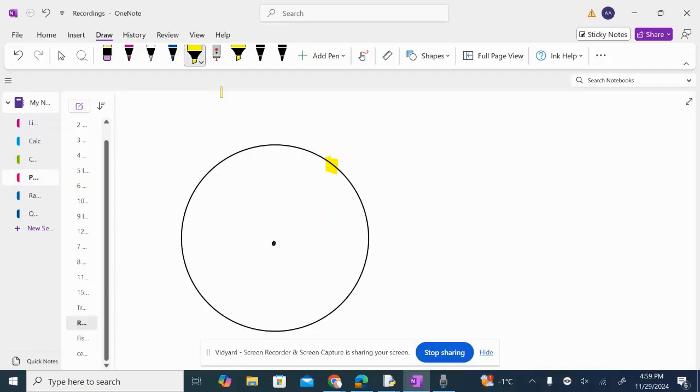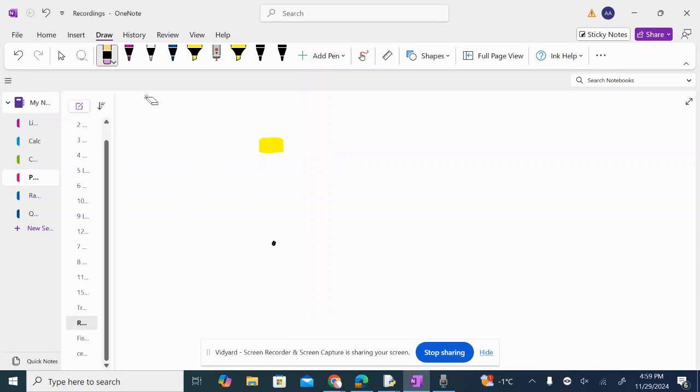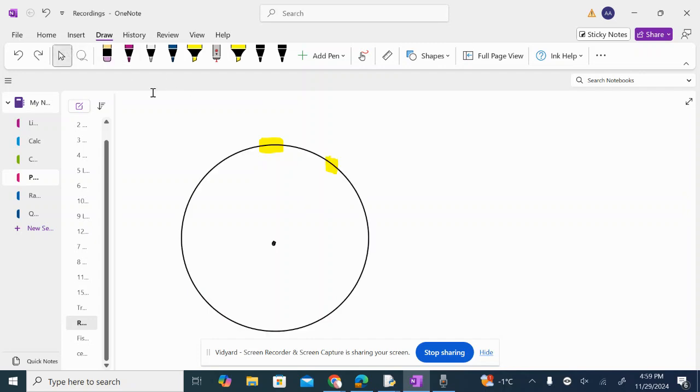We have something called the centripetal force. This centripetal force points to the center. Centripetal force always points towards the center of the circle, and it's denoted as Fc.